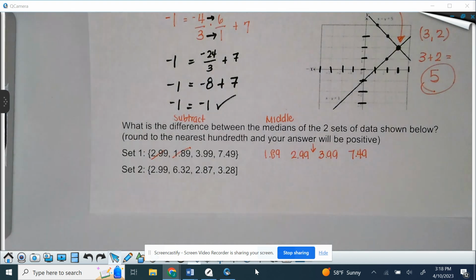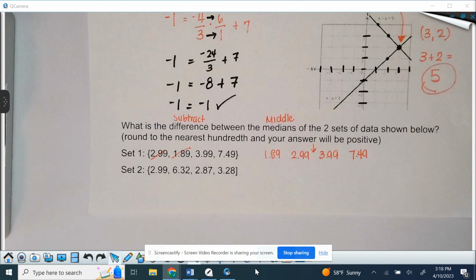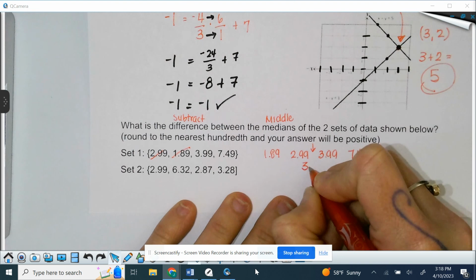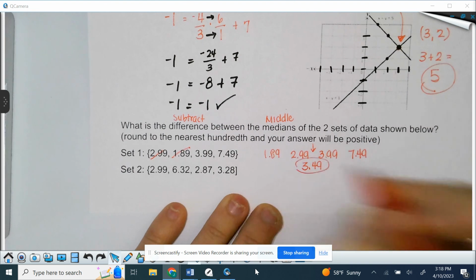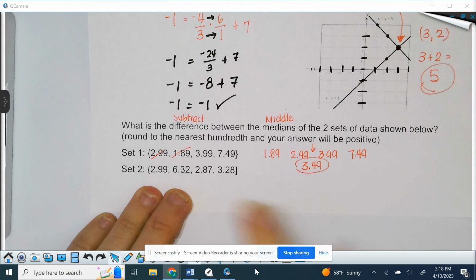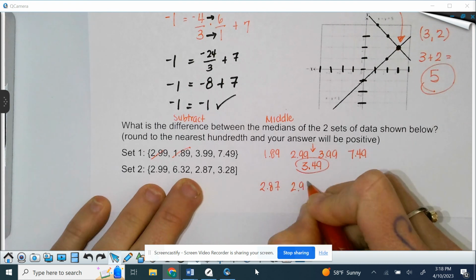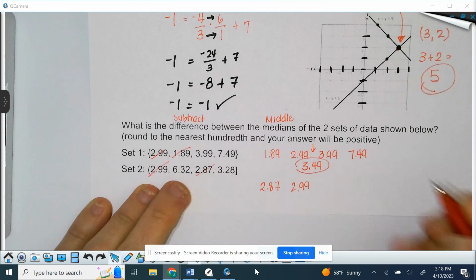Should be. I am going to use a calculator just so I don't mess up. So 345. I pushed the button wrong, I think. Nope, 349. So 349 is in the middle of this guy. Then we're going to do the same for the second one. Now, $2.87 is less than $2.99. Got rid of those. And then we have $3.28.